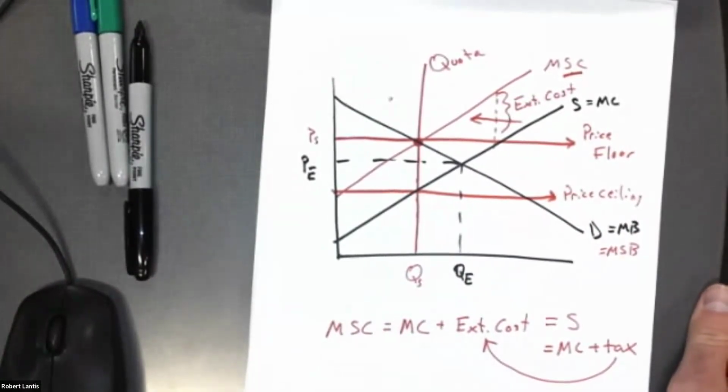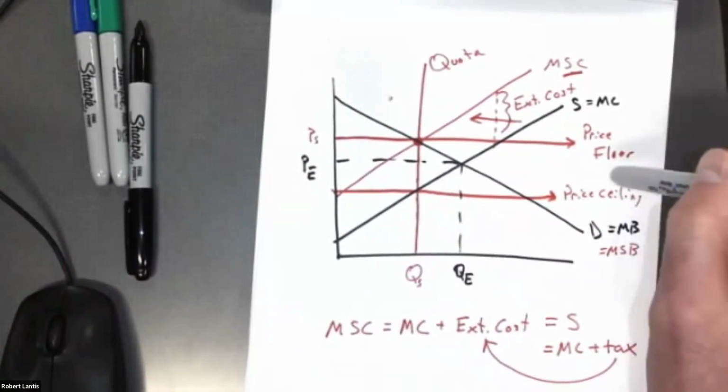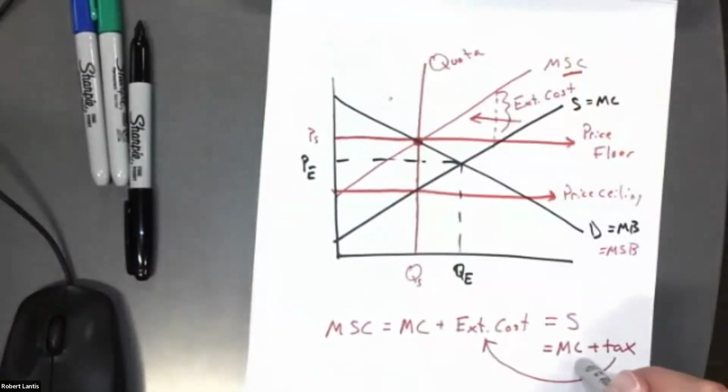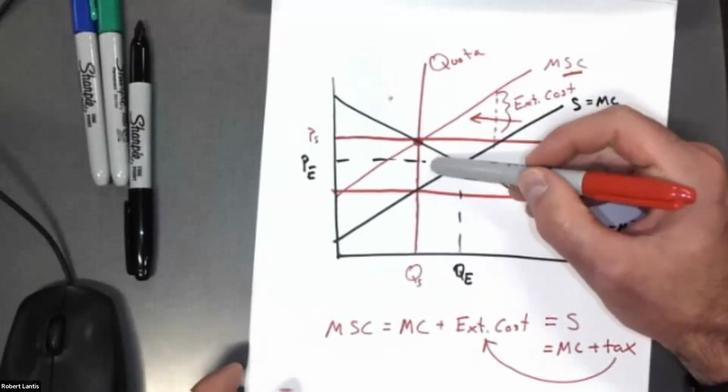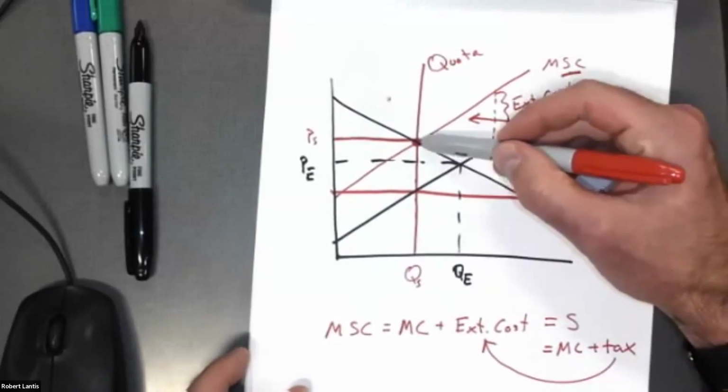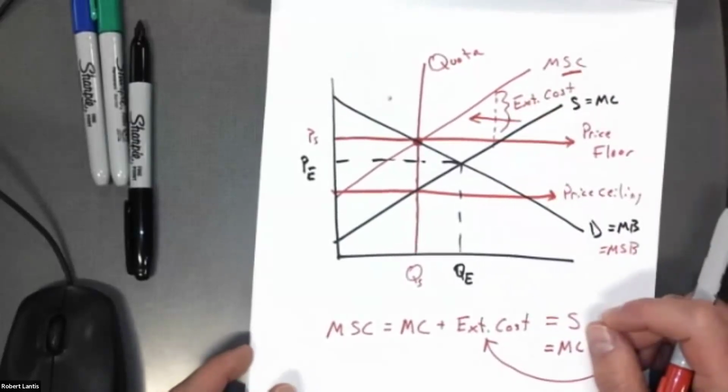All right. So price floors, price ceilings, quotas, taxes could all help solve this negative externality issue, right? Eliminate that deadweight loss that existed to society.